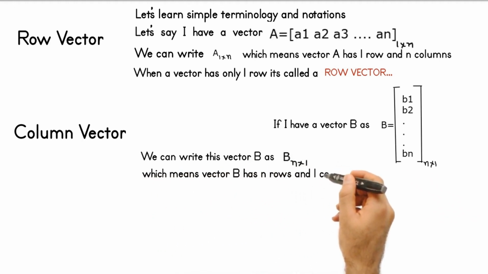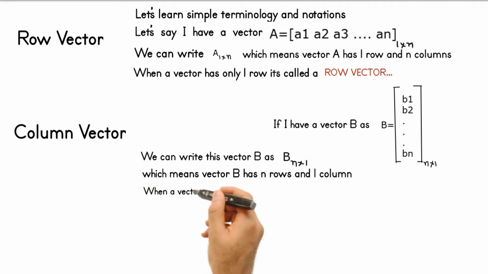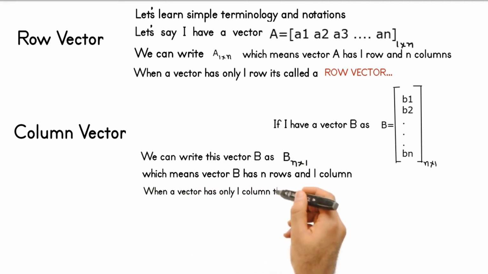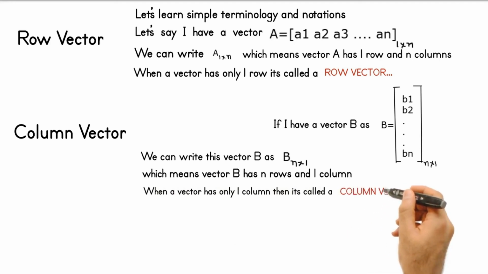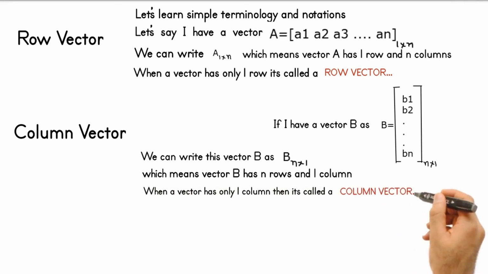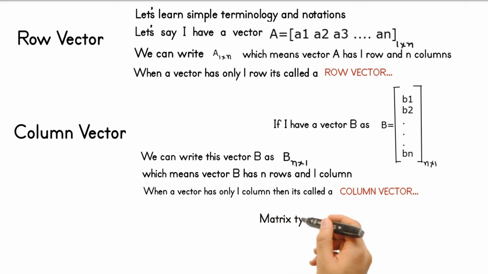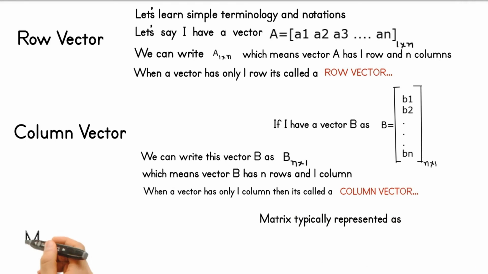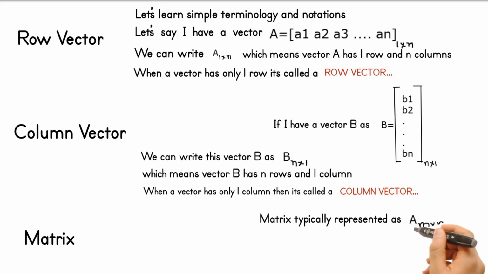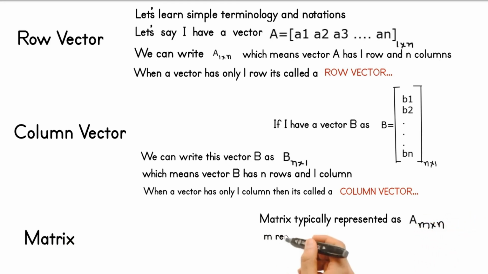Given a vector or given an array, I can write it as a row vector or a column vector. We will see how these are useful. Here I am just explaining notations. Similarly for a matrix, a matrix is typically represented as A with subscript m cross n, which means I have a matrix A which has m rows and n columns.